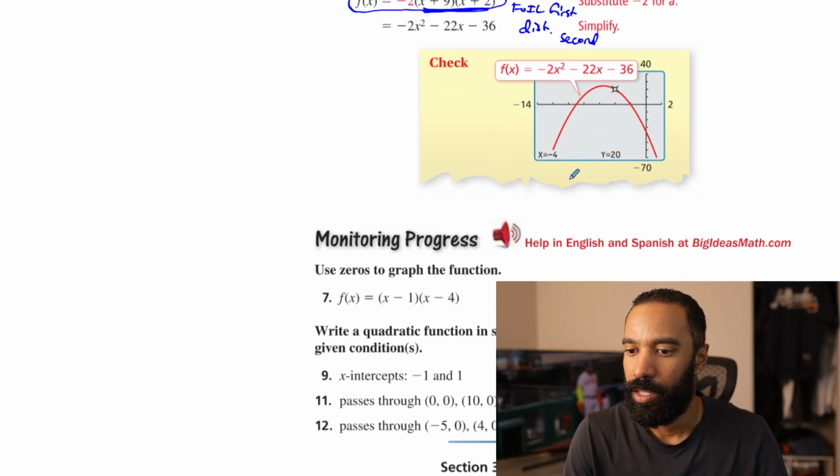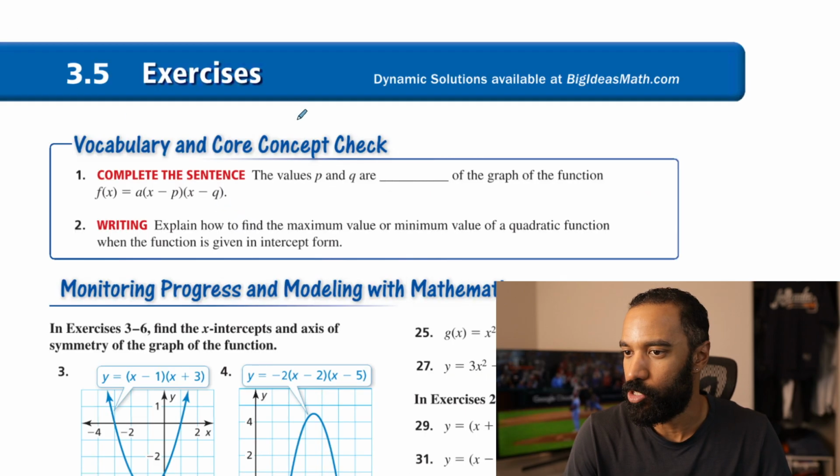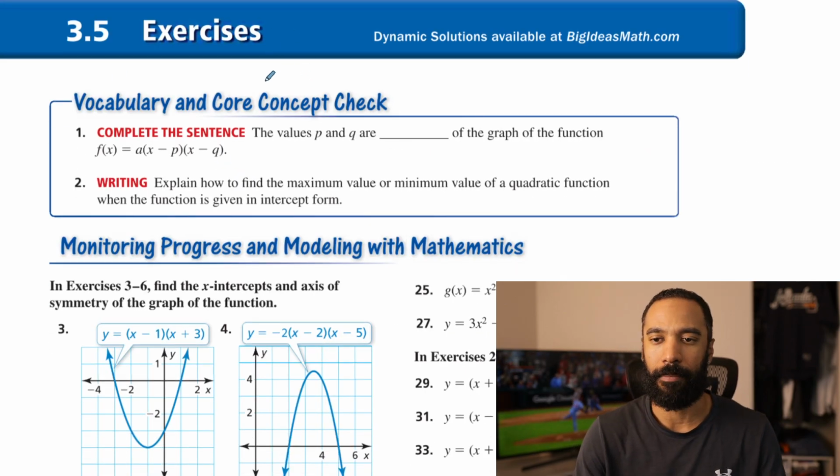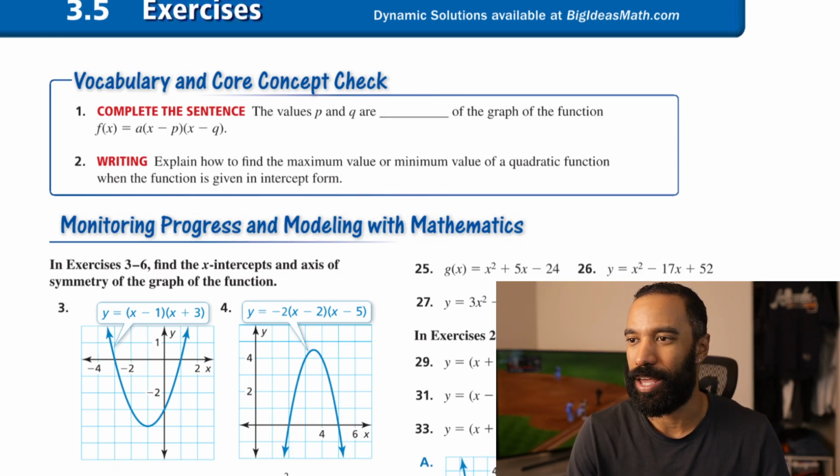I'm all good. Okay, more examples for us. I think we're good to go. I'm just going to skip ahead and move on. Okay, and they go to our vocab core and core concept check. So, about 12 minutes there. Pretty good on time. Let's go ahead and try some of these.